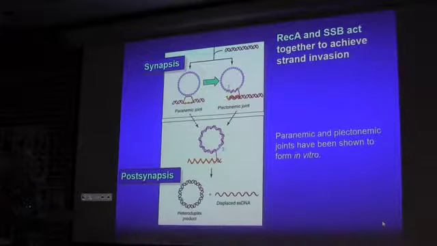And this is twisted sister right here, plectonemic. They're really intertwined. Para, plecto. Para and plecto. Know the distinction.